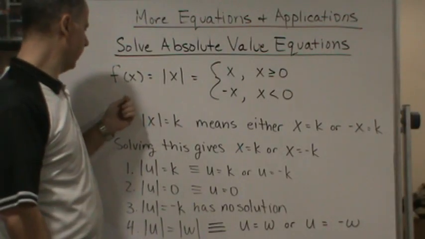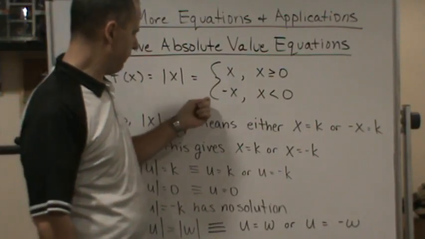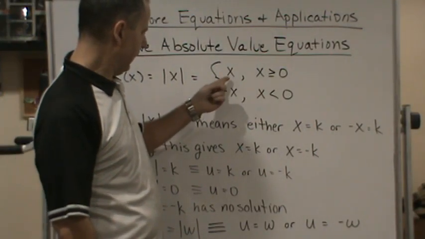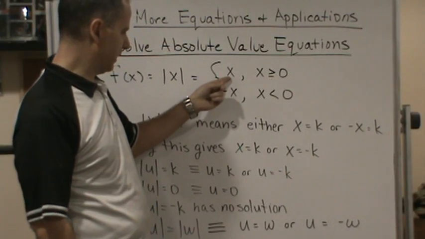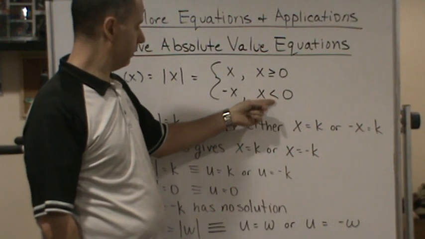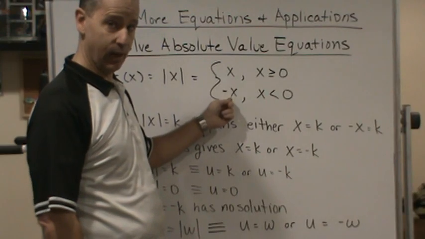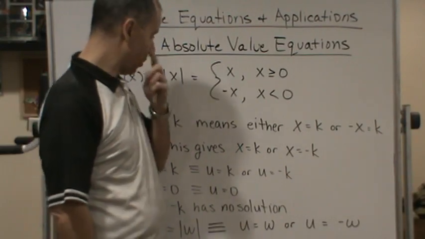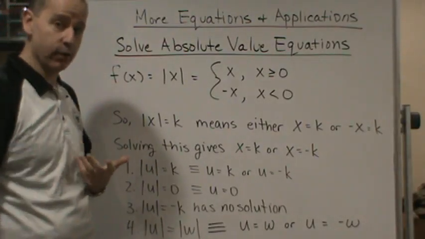As you can see here, f of x is equal to the absolute value of x means that it's defined this way as a piecewise function. If x is greater than or equal to 0, it's defined as x. But if x is less than 0, negative, we define the absolute value of x as the opposite of x. Okay? So in this case, the absolute value of x will always give you a positive value.